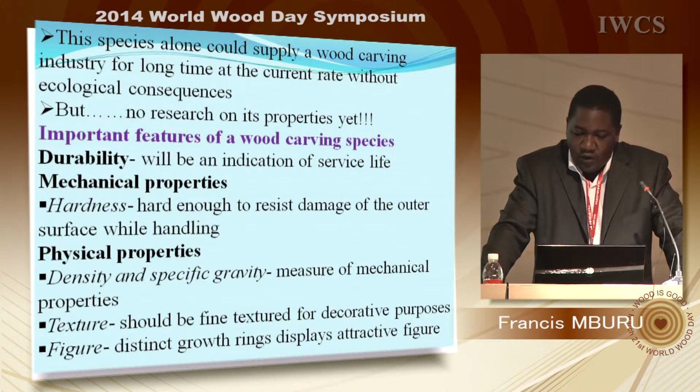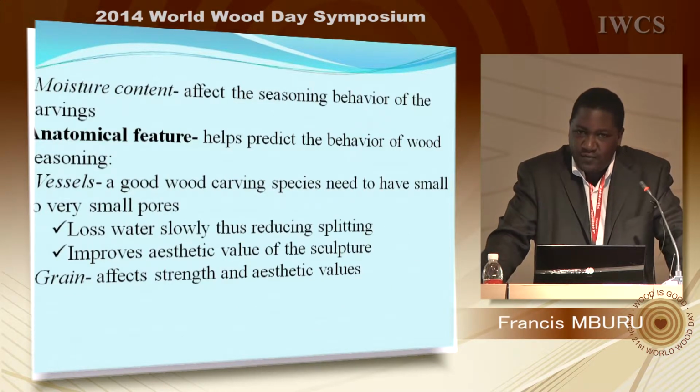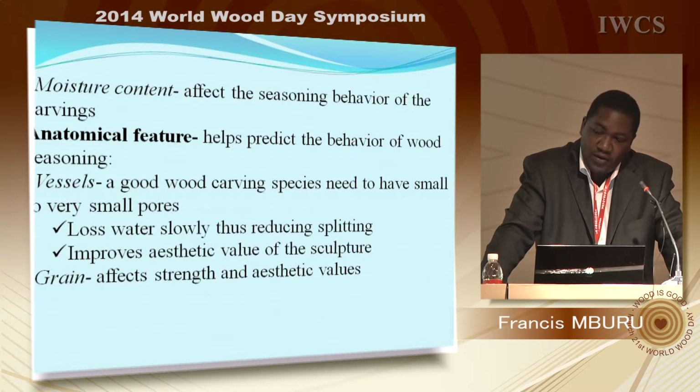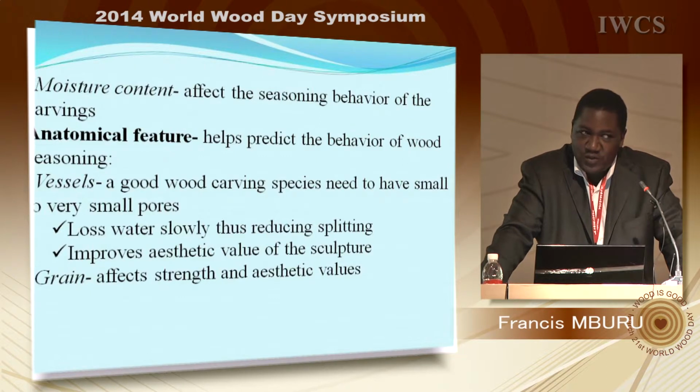Important features of a wood carving species: maybe this is a repetition, but durability is of paramount importance because it indicates the service life. We have the mechanical properties that include hardness to resist damage of the outer surface. We have the physical properties that include density, texture, figure. Moisture level is also paramount. I don't know what happens to the wood carvers who are already doing it, because some of them are using very wet wood. So moisture is of paramount importance as you do the wood carving.